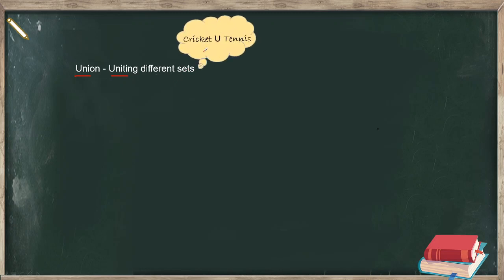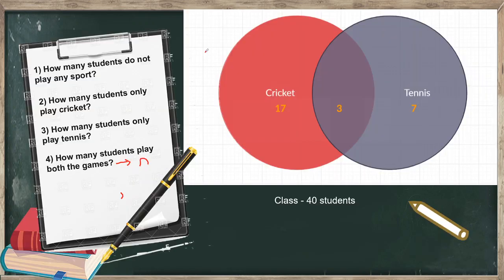For example, cricket union tennis. This is a symbol. Cricket union tennis means people who play cricket and people who play tennis. It includes people who play only cricket and only tennis also. Everyone should either play cricket, or play tennis, or both. Everyone who plays, basically.